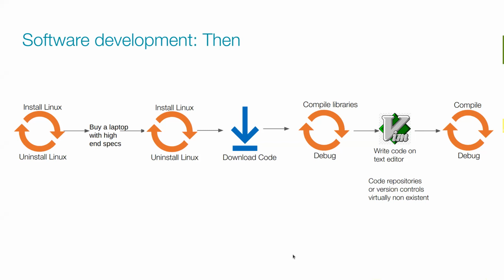And then you download the code, and the code doesn't work. You compile it, debug it, the code doesn't work. And then once it compiles, let's say you compile ROOT, and then you write your code on a text editor, which is usually Vim or Emacs or so forth, and then you compile, debug, and so on and so forth. There are a lot of loops. And sometimes it is frustrating because it takes a lot of time, this entire chain.